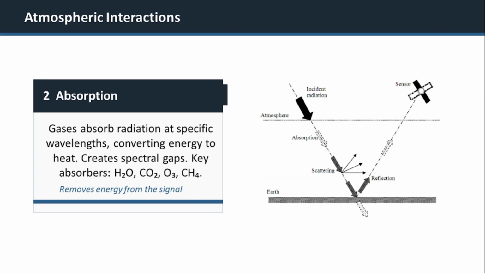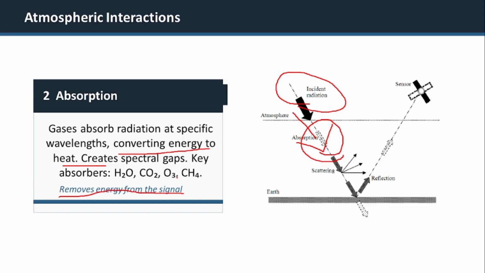Now the second atmospheric interaction is absorption. Absorption is another key atmospheric process that affects how electromagnetic energy travels from the sun to the earth and then to the sensor. What is absorption? Absorption is basically a process. Here you can see in the diagram, this is the incident radiation. There are different gases present in the atmosphere. These gases absorb the incident radiations at specific wavelengths, converting energy to heat. And the key absorbers are water, carbon dioxide, ozone, etc.